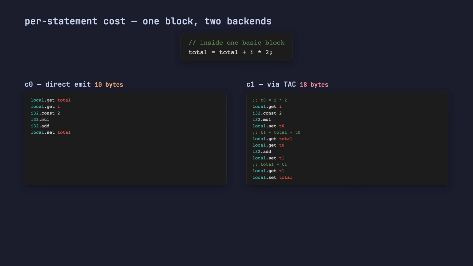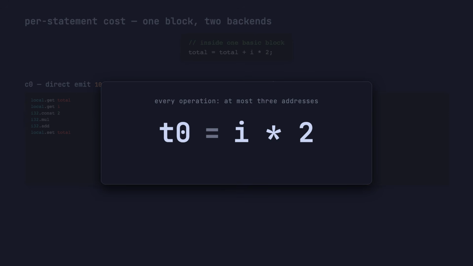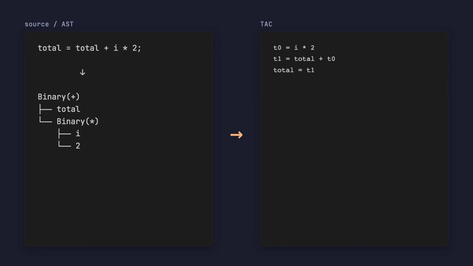3 address code. The whole idea is in the name. Every operation has at most 3 addresses, 1 destination, 2 sources. That's it. Take this expression. As an AST, it's 1 statement with a sub-expression. As TAC, it's 3 lines.